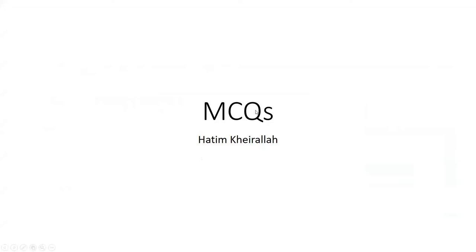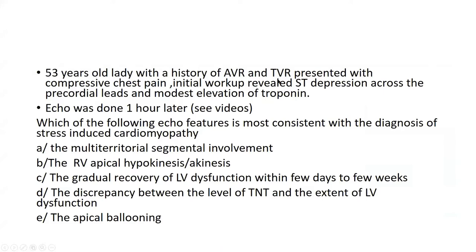Okay, great. So we have this 53-year-old lady with a history of AVR and TV repair, presented with compressive chest pain. Initial workup revealed ST depression across the precordial leads and modest elevation of troponin. I think it was 0.2, 0.1, stuff like that. Echo was done 1 hour later. I'm going to show you the videos. Which of the following echo features is most consistent with the diagnosis of stress-induced cardiomyopathy?